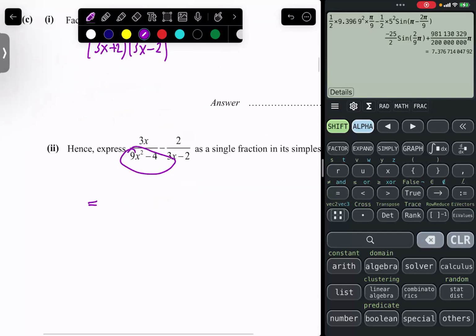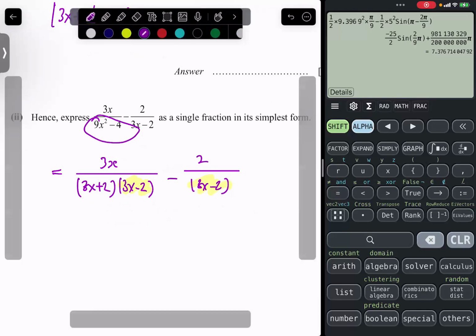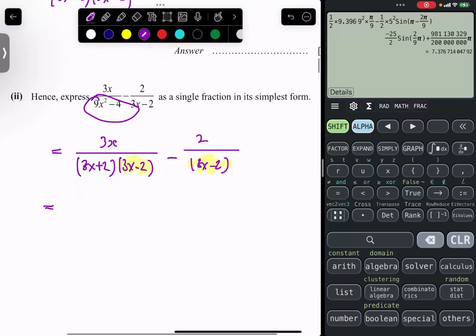So that means this is technically 3x over (3x plus 2)(3x minus 2), minus 2 over 3x minus 2. You notice that the denominators already have a common term. In order to make the fractions have the same denominator, what do I need to do? I need to make the denominators the same, as such.